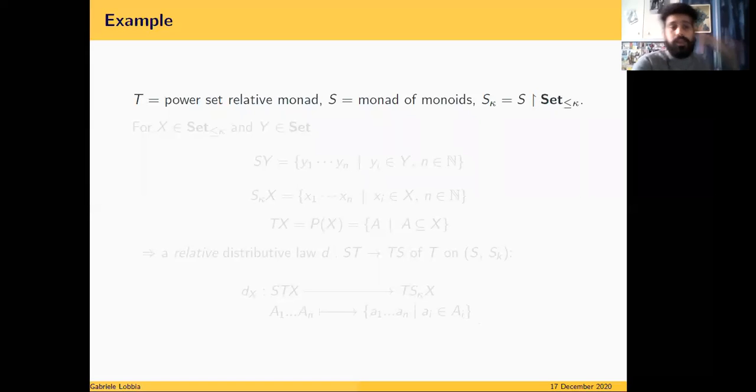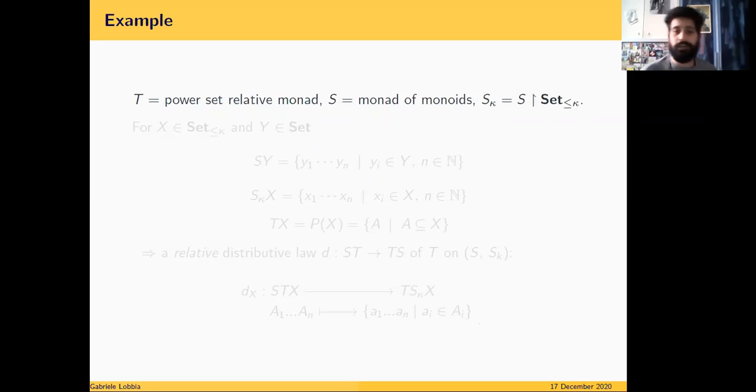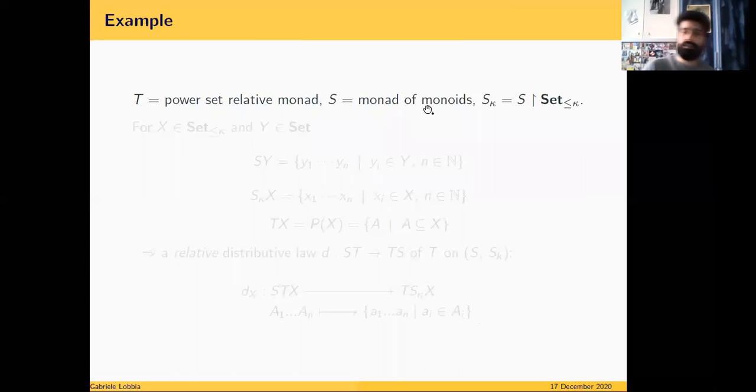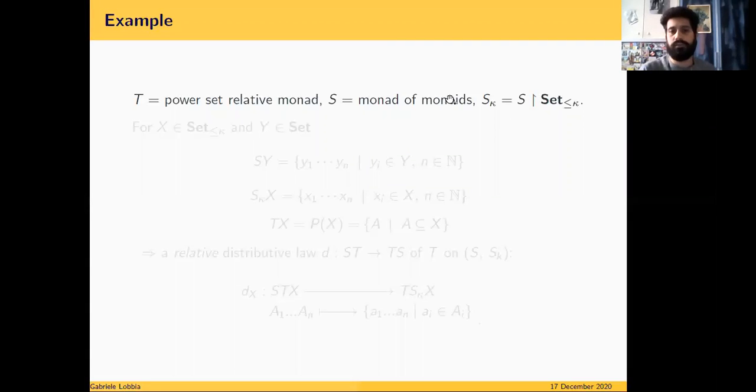So, the example is a bit of cheating, because I'm giving you the same example twice: one time for distributive laws and one time for relative distributive laws. But it's a sanity check, so it's not bad. If we consider the power set monad as a relative monad instead of a monad, and we consider the monad of monoids, then we can see that, first of all, the monad of monoids restricts nicely to the category of sets with an upper bound, an infinite cardinal kappa.